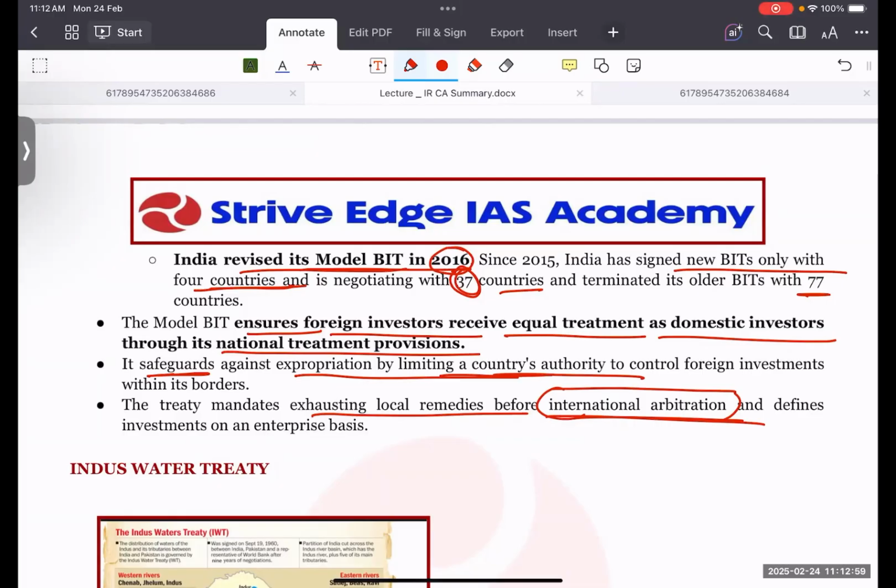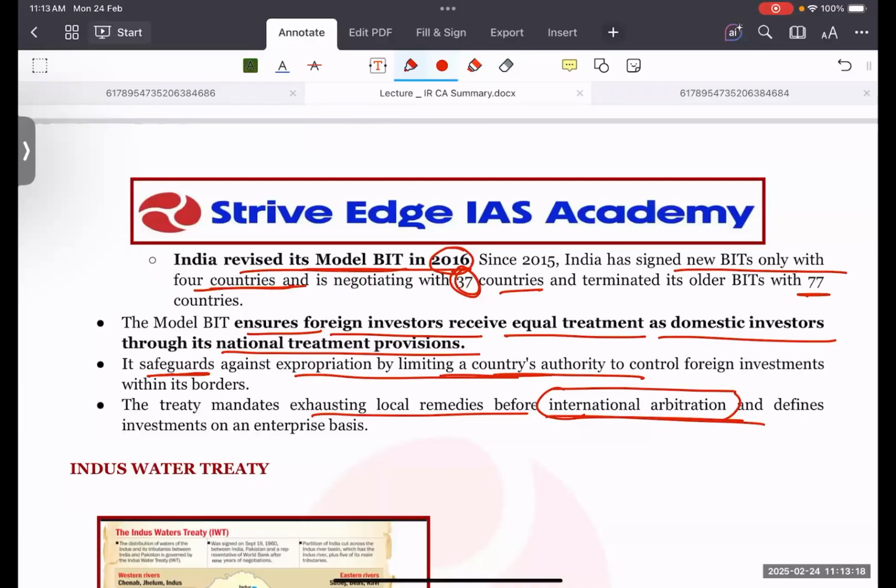But what the BIT does is, before going to international arbitration, both countries will sit and discuss this particular thing, so that they resolve it themselves and do not raise the conflict further. So this is all about the bilateral investment treaty. So why is it in the news? Because India and Uzbekistan have signed this.